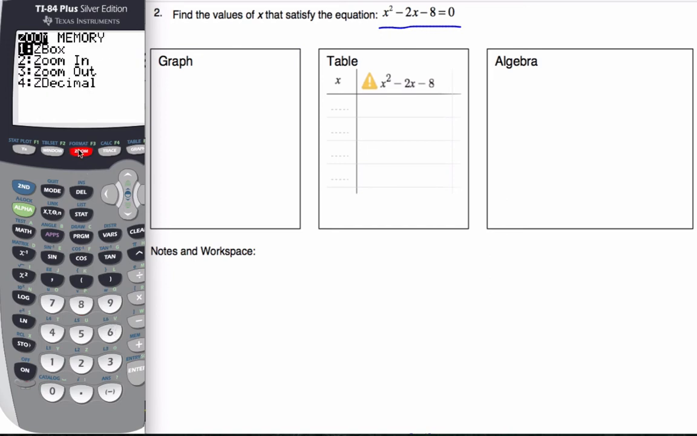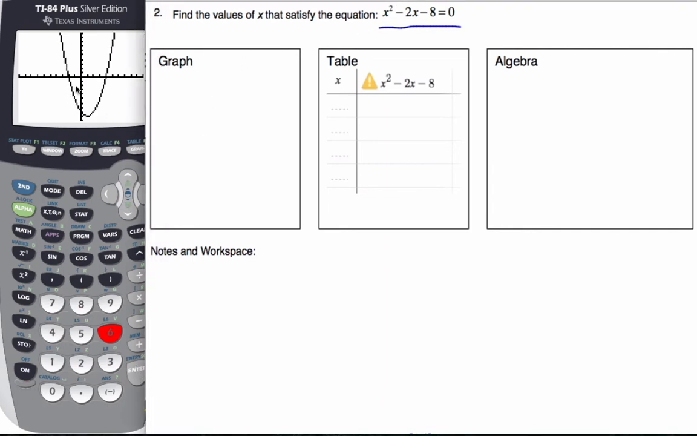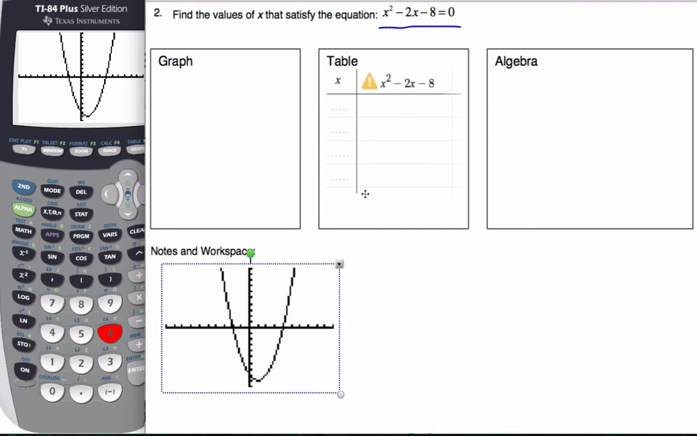and then I'm going to zoom to my standard window, and I see this. Okay, and so looking at my graph, the first thing I'm going to do is I'm going to use the graph here.